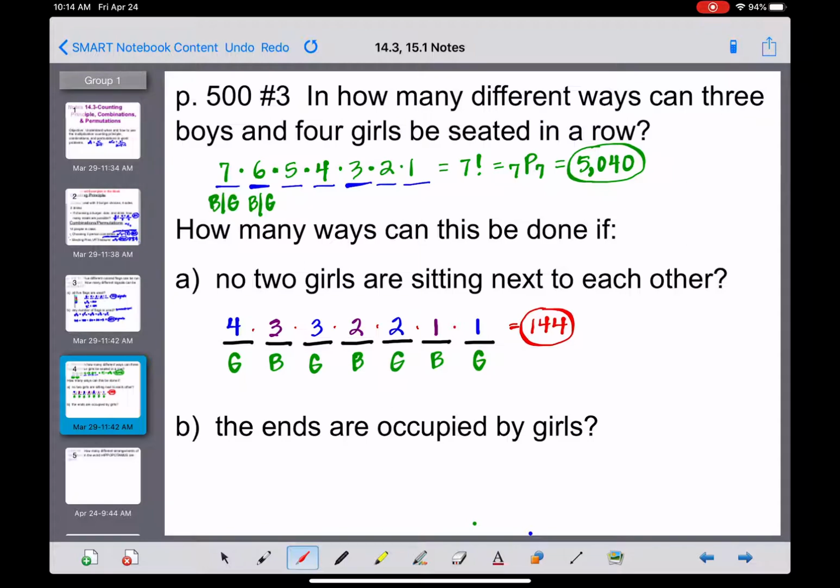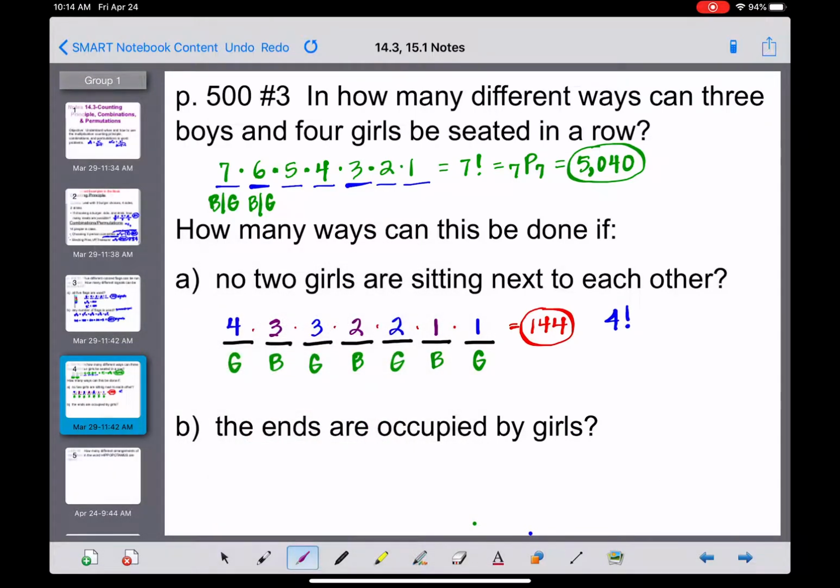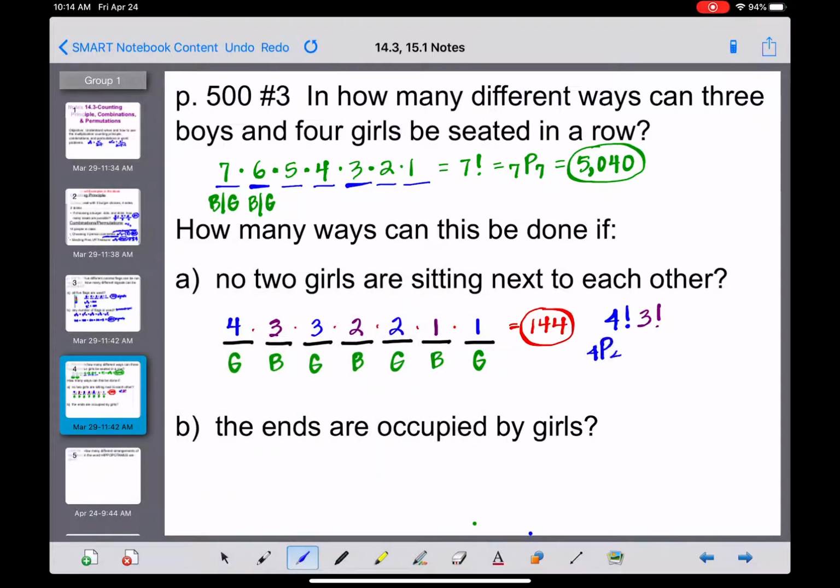Okay, you might think about that as you see 4, 3, 2, 1 with the girls. So that would be 4 factorial for the girls. And then for the boys, you have 3, 2, 1. So that would be times 3 factorial. Okay, which is also 4 permutations of 4 times 3 permutations of 3. So again, different ways you can do them. So if you were thinking of any of those, that would be acceptable.